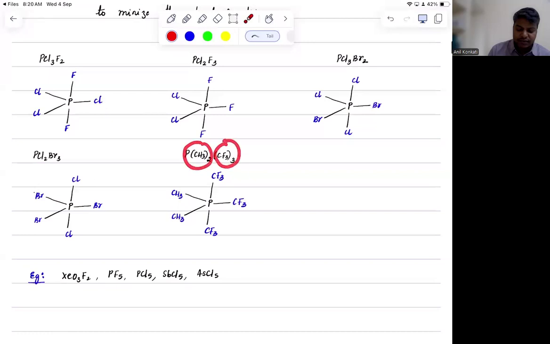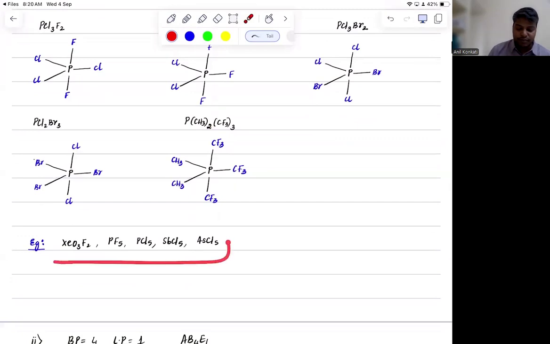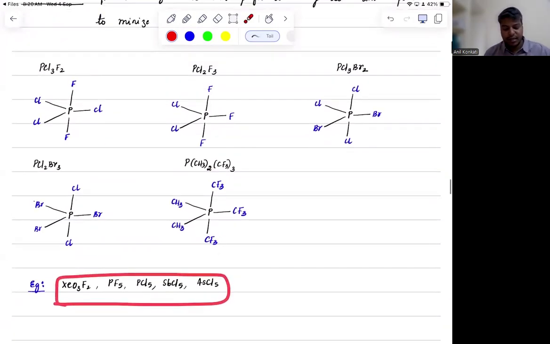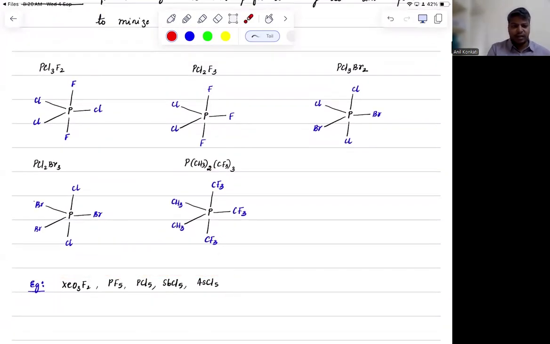P(CH3)2(CF3)2: CF3 will go here, and one more CF3 is left here. And methyl should always be in the equatorial direction. So these are a few examples of different compounds where Bent's rule is to be applied.